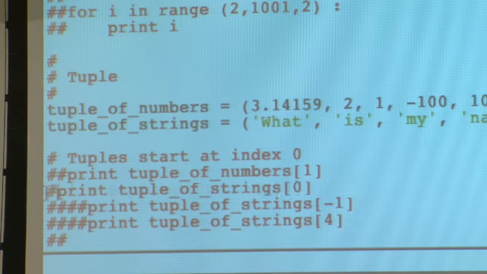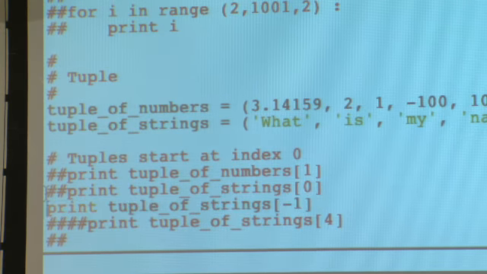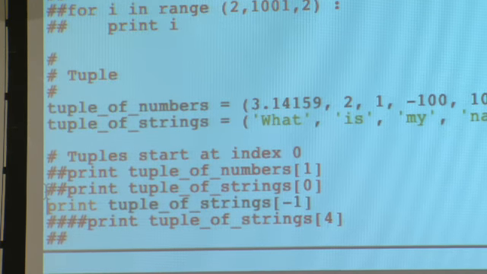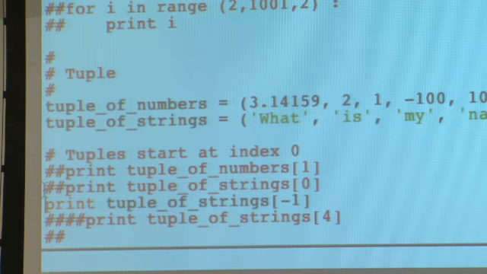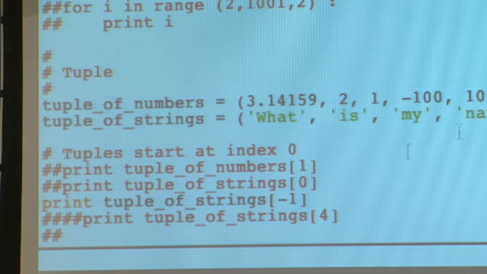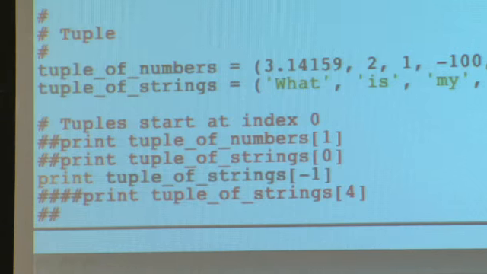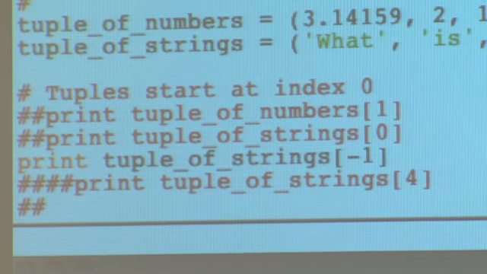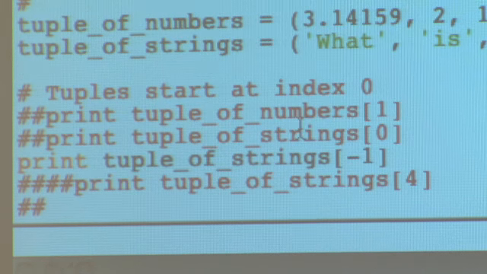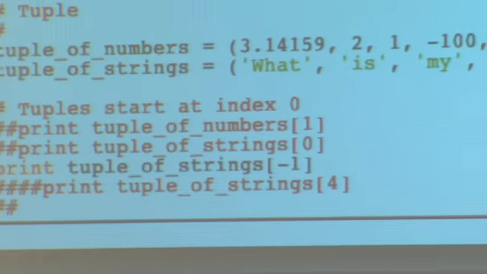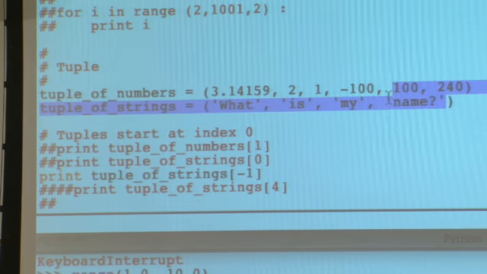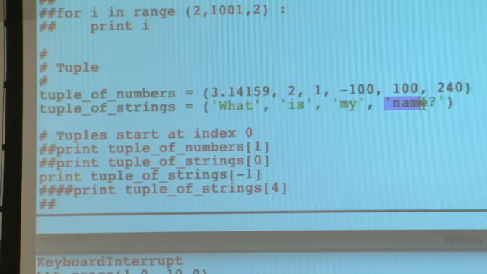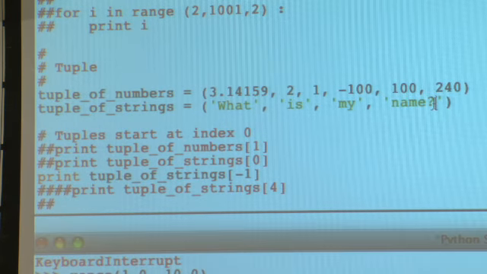Now, you can also use negative indices. Negative indices tell Python that I want to go to one past the end of the tuple. So in this case, with the tuple of strings, I'm out here somewhere, and then I walk back 1, or however many the integer is. So I have here tuple of strings minus 1, so Python's going to go to somewhere around here, and then walk back 1, and give me name, right?